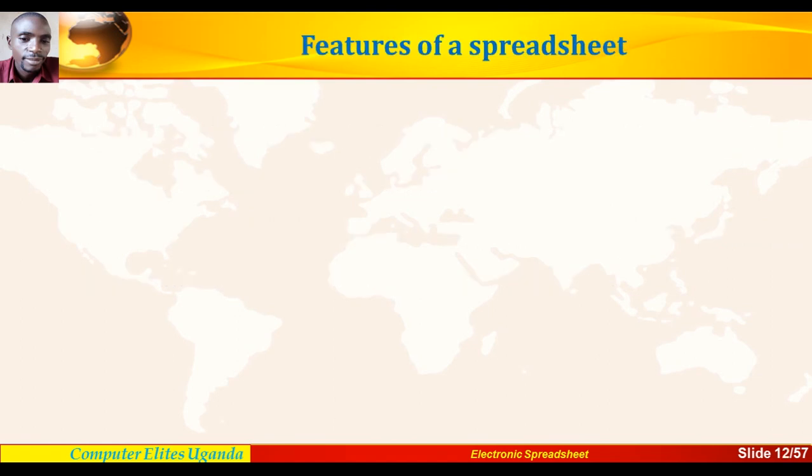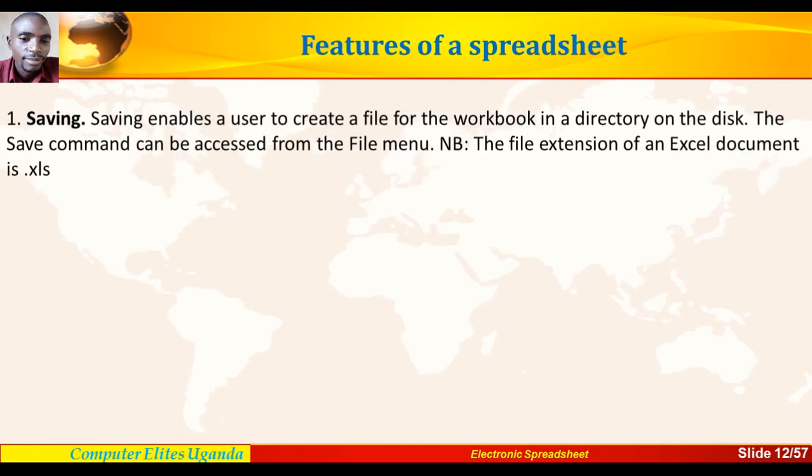Then let us look at the features of spreadsheets. Among them is saving. This is always used whenever you're dealing with any kind of document. And when you save an Excel document, it is saved as .xls compared to other files which are given different file extensions. With a spreadsheet, it is given a .xls. So saving is one of the features of a spreadsheet.